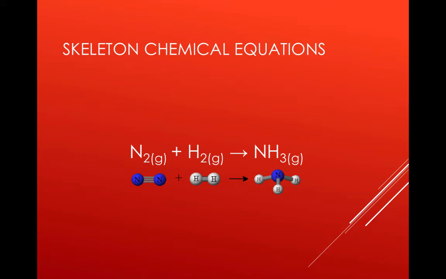Remember, we described the chemical reaction as where bonds are broken and atoms are reassembled and new bonds are created. So we break the bonds of the diatomic nitrogen and hydrogen, but as you can see, there's not enough hydrogen to make the NH3, and there's one too many nitrogens. So what happens to it?